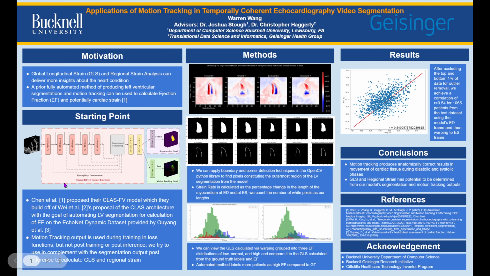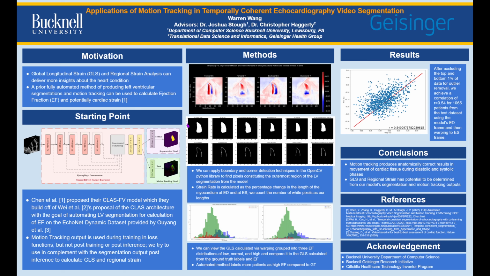We start with a prior approach described in Chen et al.'s ClassFV machine learning model, as seen here. We take in echocardiogram videos, specifically clips, a couple of frames of the video containing the end diastolic and the end systolic frames. It produces left ventricle segmentations and motion tracking information, which are vector fields as seen here.